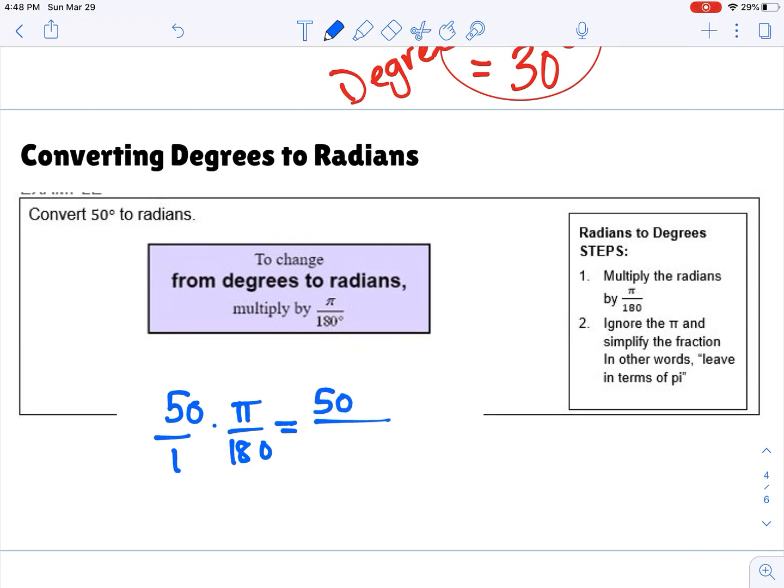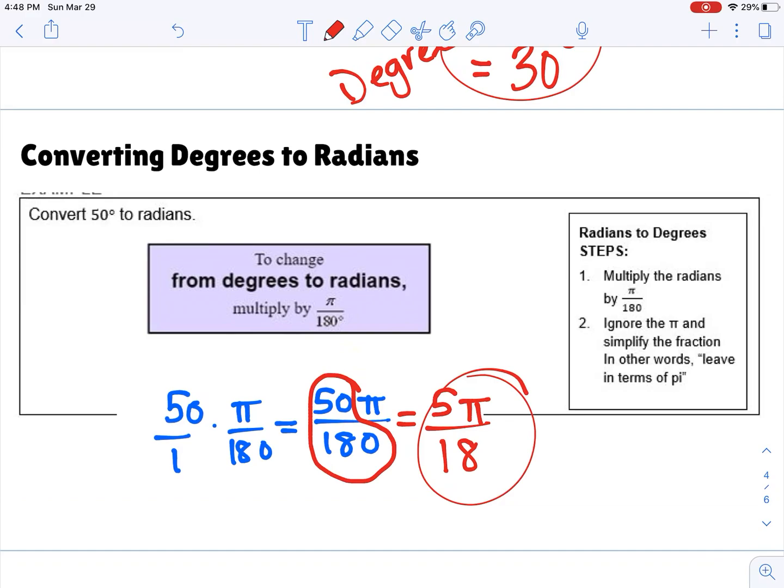So we're left with 50 pi over 180 times 1, which is just 180. What you're basically going to do is ignore the pi and simplify the fraction. You're leaving it in terms of pi. So we're just going to ignore the pi for right now. We want to divide these two right here. And 50 over 180 would be reduced to 5 over 18. And you just tack that pi on in the numerator. So 50 degrees is the same as 5 pi over 18 radians.